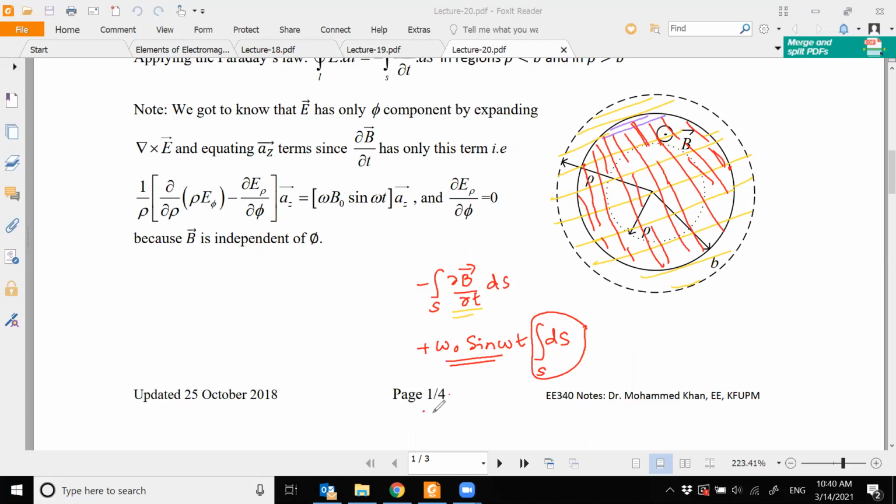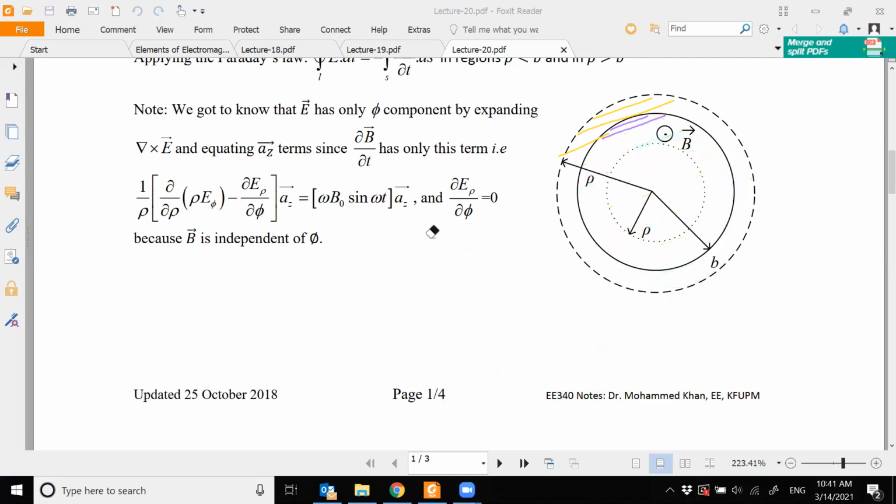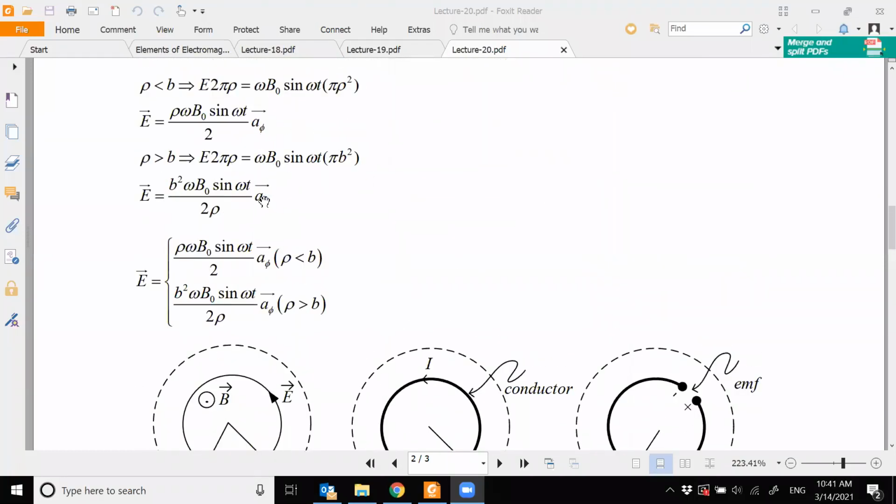So therefore, you will see it as omega naught sine omega t times pi b square, which is the area of this red region. And this is what we got here. See, it is pi b square. And therefore, this is the electric field.